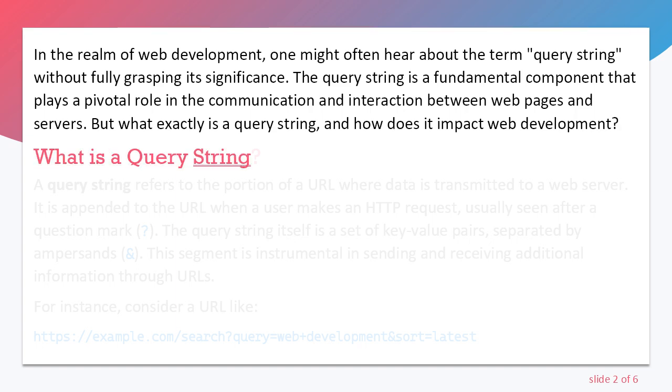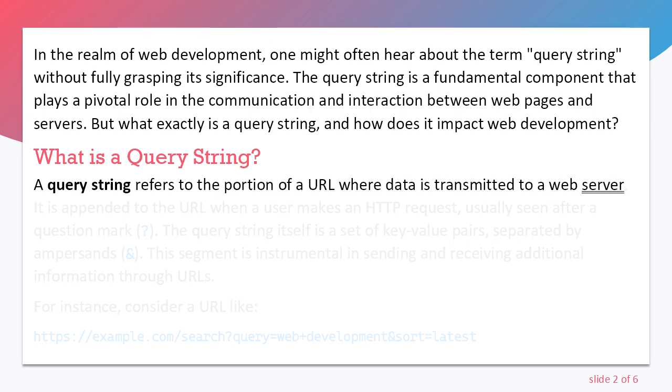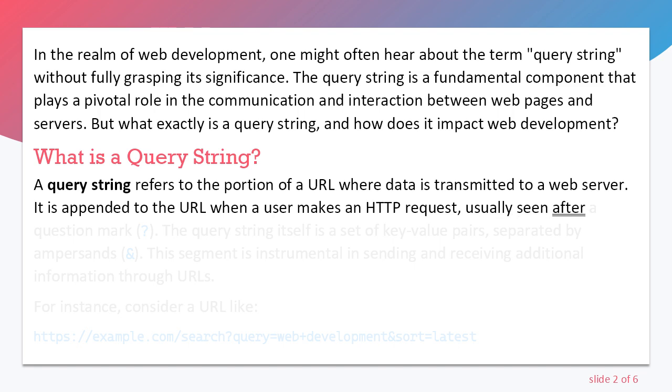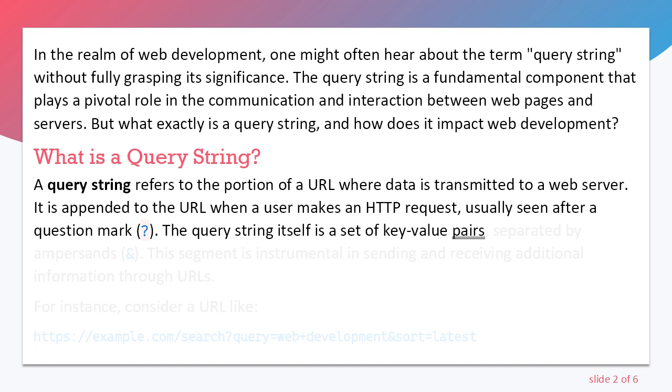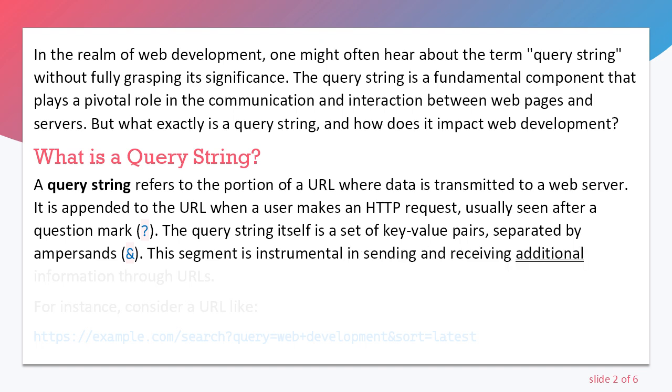What is a query string? A query string refers to the portion of a URL where data is transmitted to a web server. It is appended to the URL when a user makes an HTTP request, usually seen after a question mark. The query string itself is a set of key-value pairs, separated by ampersands, and this segment is instrumental in sending and receiving additional information through URLs.